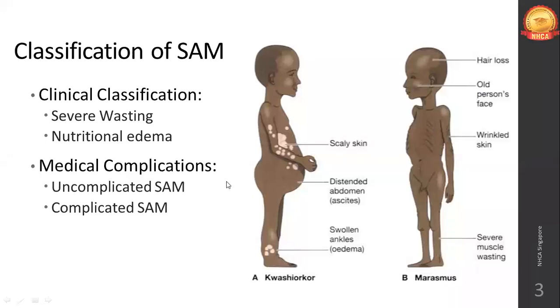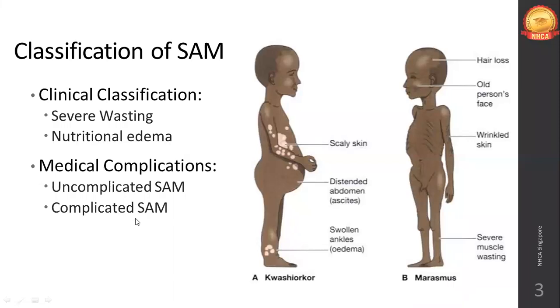And what are the medical complications of severe acute malnutrition? There are two types: uncomplicated and complicated. In uncomplicated, there are no signs of any infection or any indication that the child has to be admitted to the hospital. You can manage with nutrition at home itself. Domiciliary care can be given. No need to admit the child in the hospital.